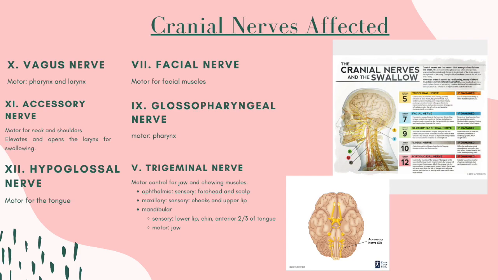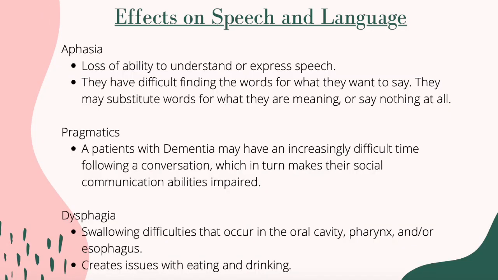It is broken down into three parts: the ophthalmic, which is sensory for forehead and scalp, the maxillary, which is sensory for cheeks and upper lip, and the mandibular, which is sensory for the lower lip, chin, anterior two-thirds of the tongue, and motor for jaw. Effects dementia can have on speech and language are aphasia, which is the loss of ability to understand or express speech.